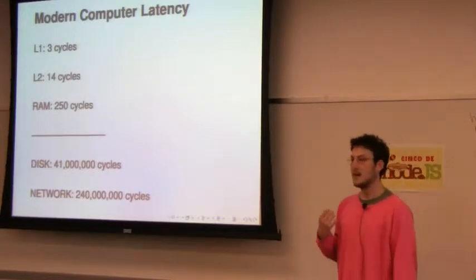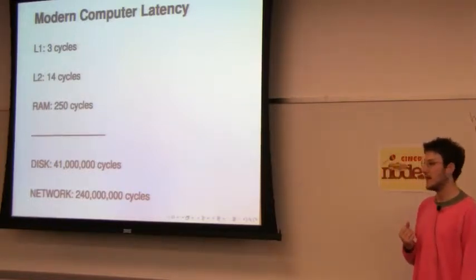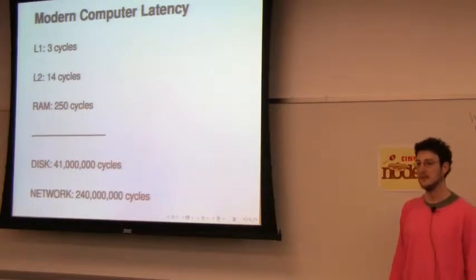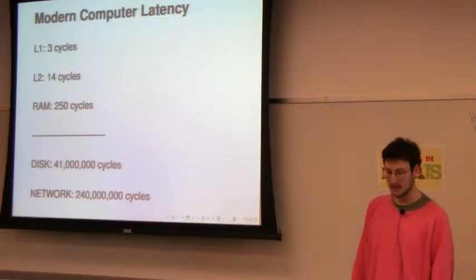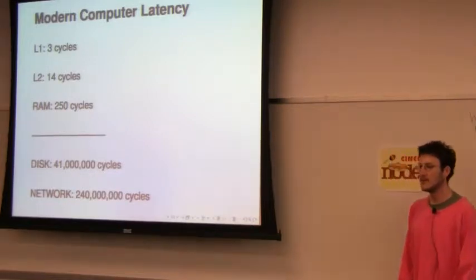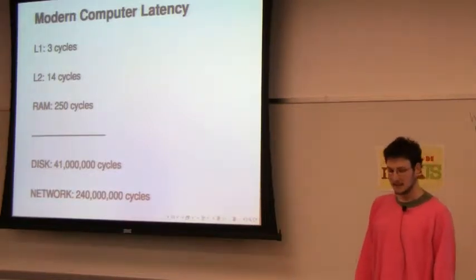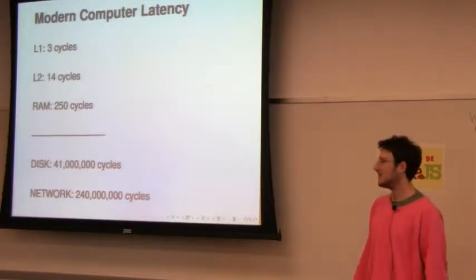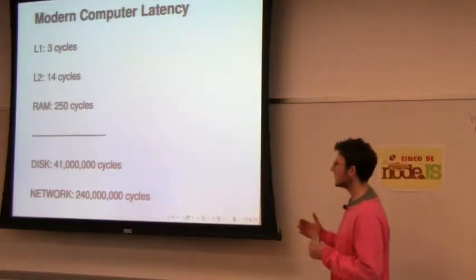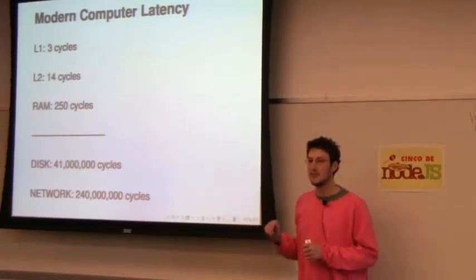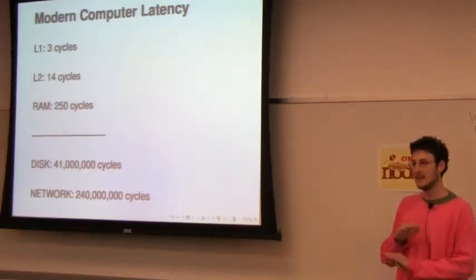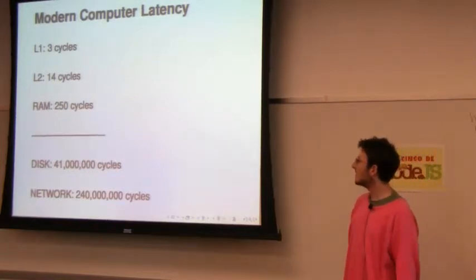To access the L1 or L2 cache, it's really fast. It's a couple of cycles. To access RAM, a couple hundred cycles. But to go out to disk or network, it's millions of cycles. We shouldn't be treating accessing these top three things the same way that we treat these bottom two things. They are fundamentally different, right?